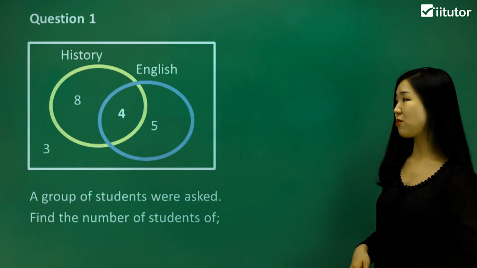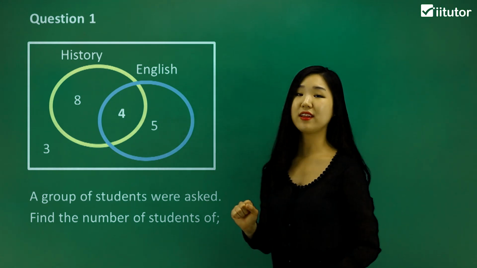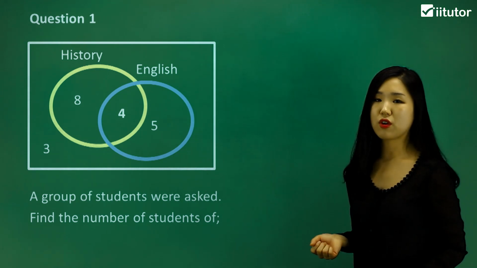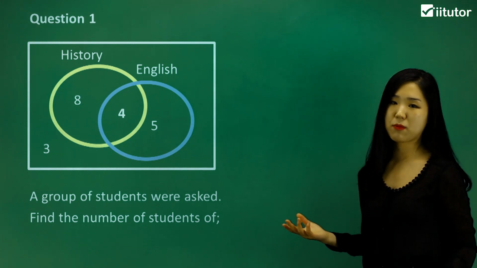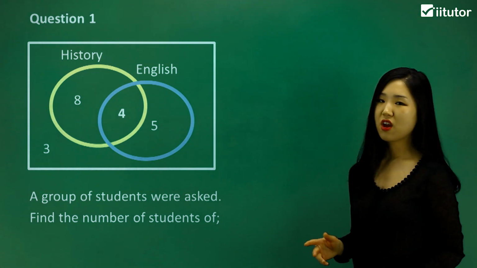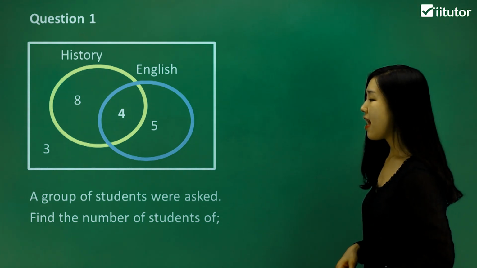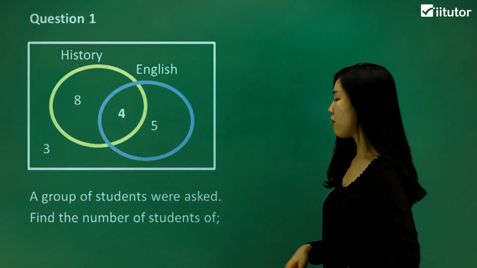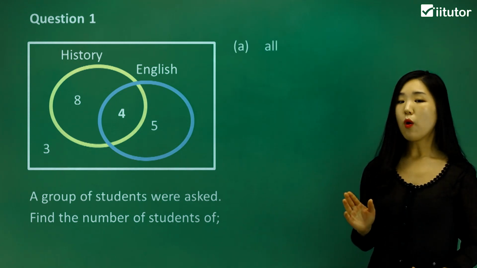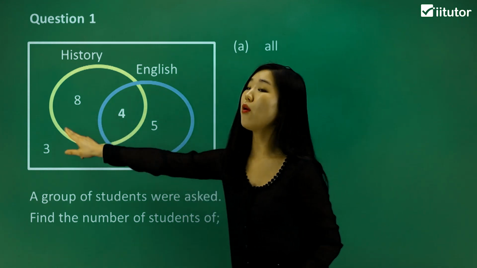I'm going to start with question 1. They give you a Venn diagram, and it's labelled history and English. It says a group of students were asked, and it doesn't tell us the main context, but maybe it's asking what preferences of subjects they have between history and English. Whatever, it's got history and English. We're talking about two different subjects, and we want to find the number of students of, firstly, all. All means all the students in total, so we have to add up all the values.